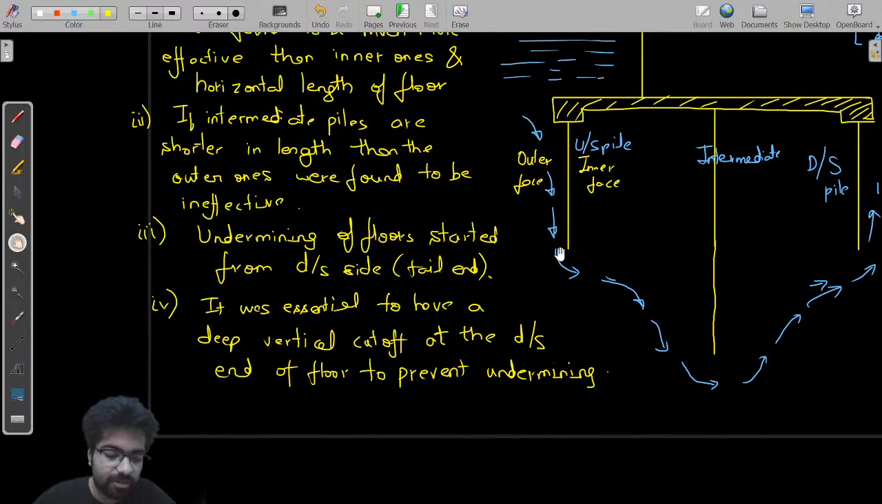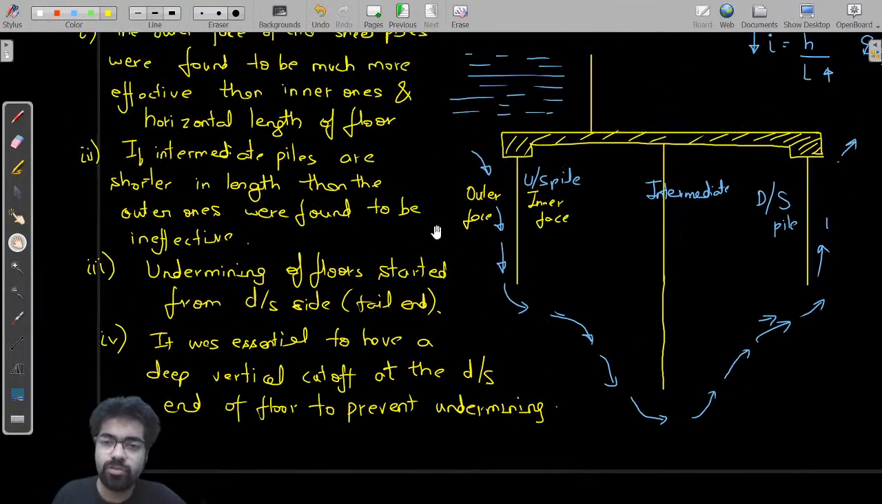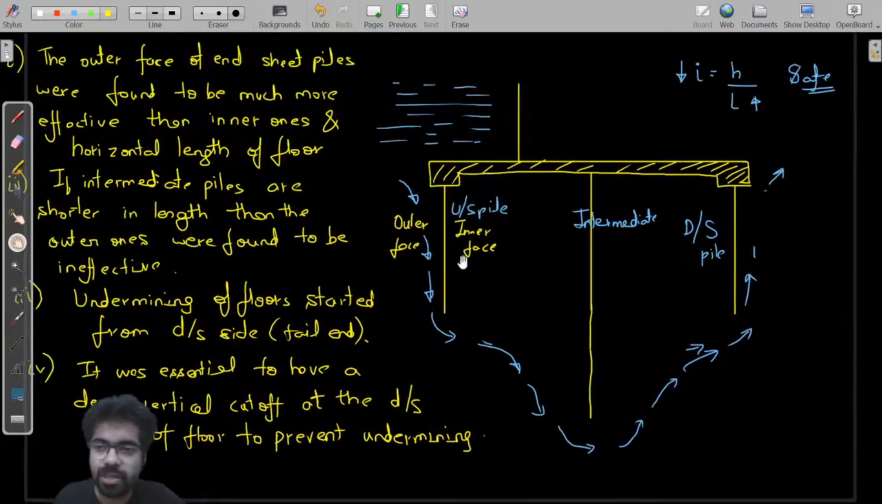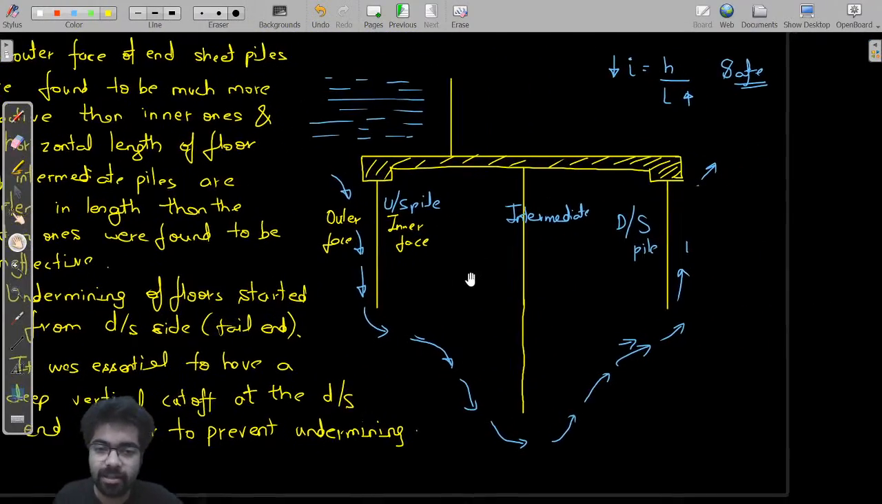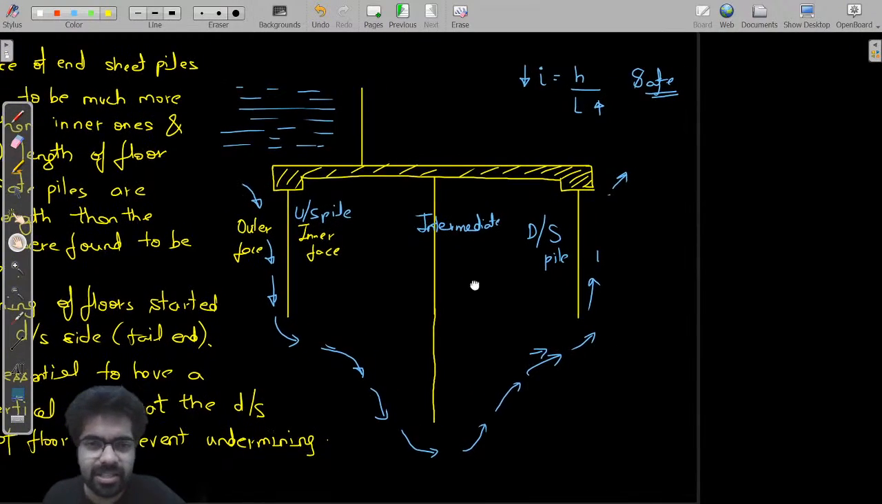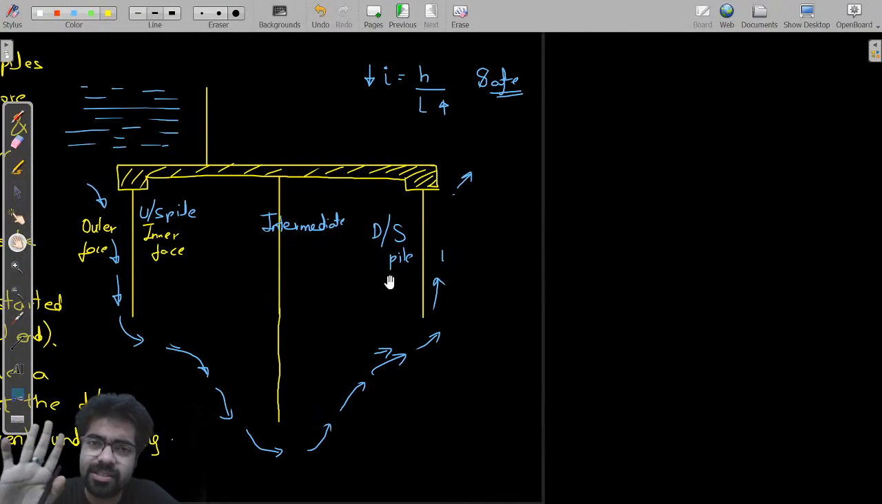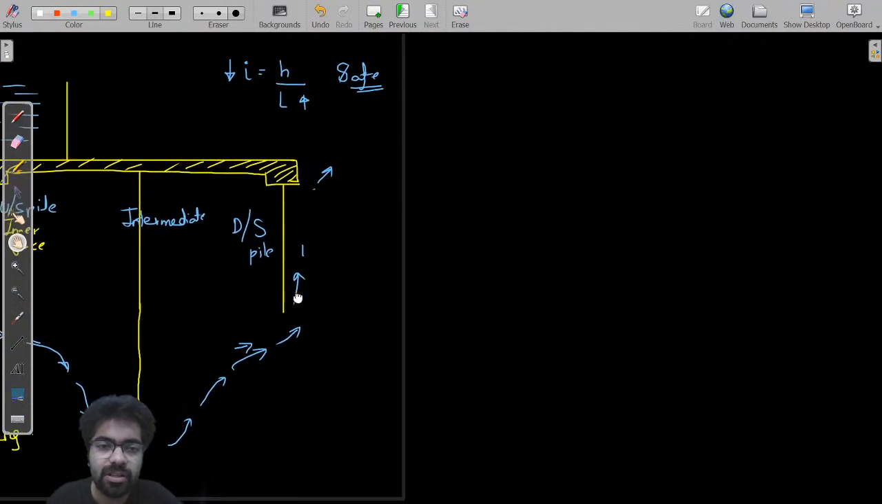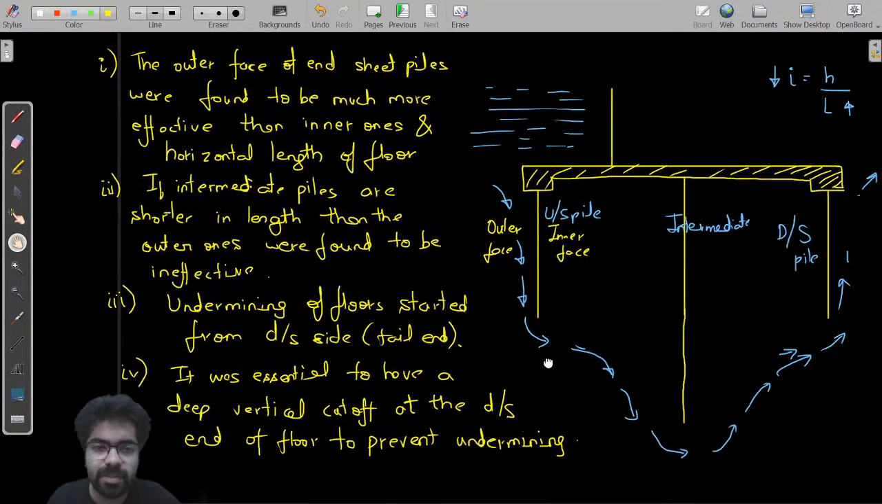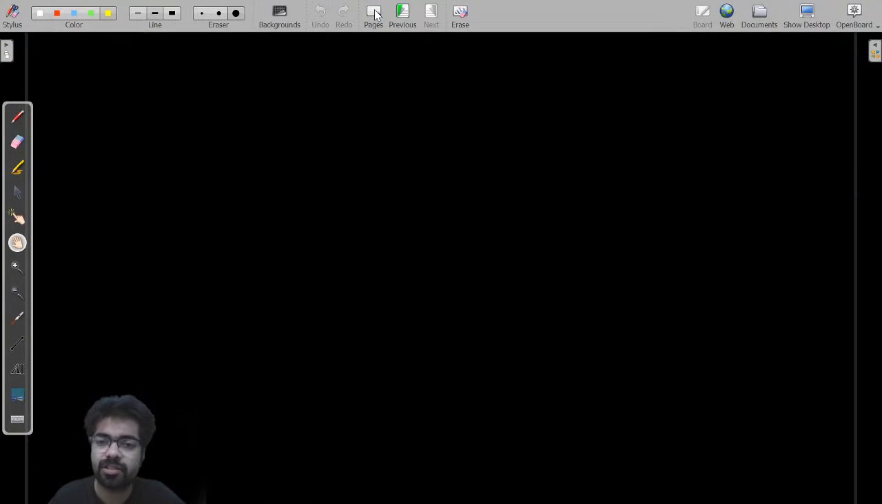Now let us discuss the formula which was given by him. Till now no doubt is there. Okay, next let's proceed. I hope this is clear. Now he gave the formula for exit gradient. First, let me discuss the formula for exit gradient because that is very important. Let us discuss it on the next page.